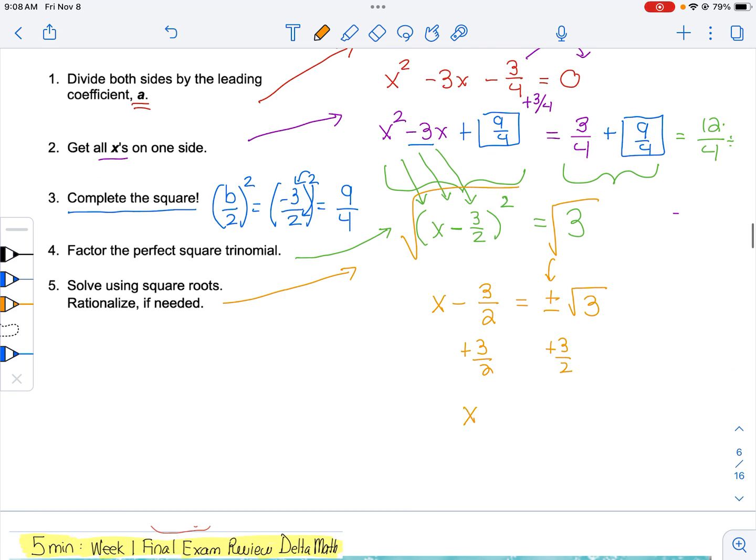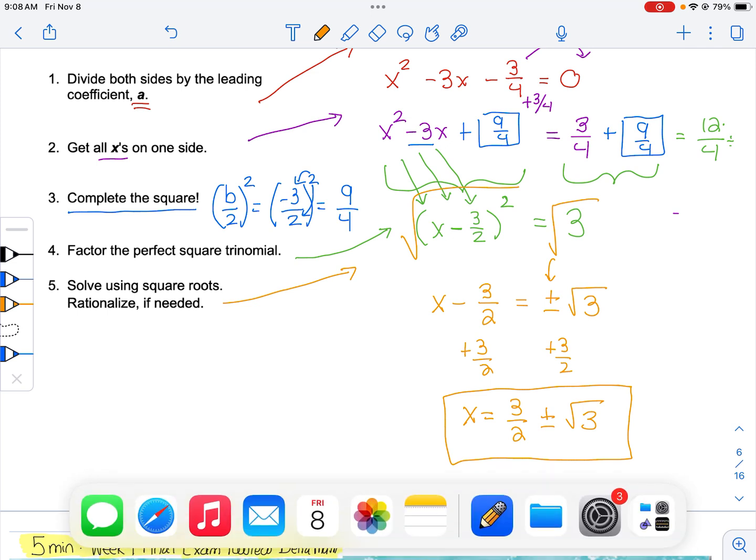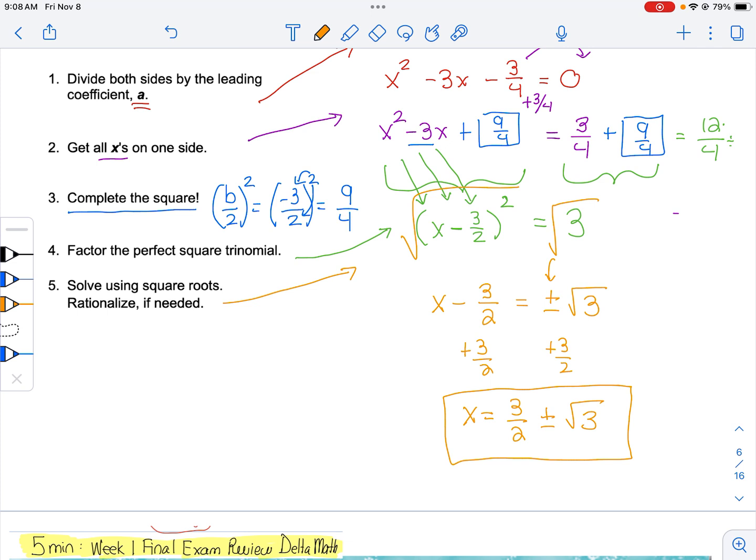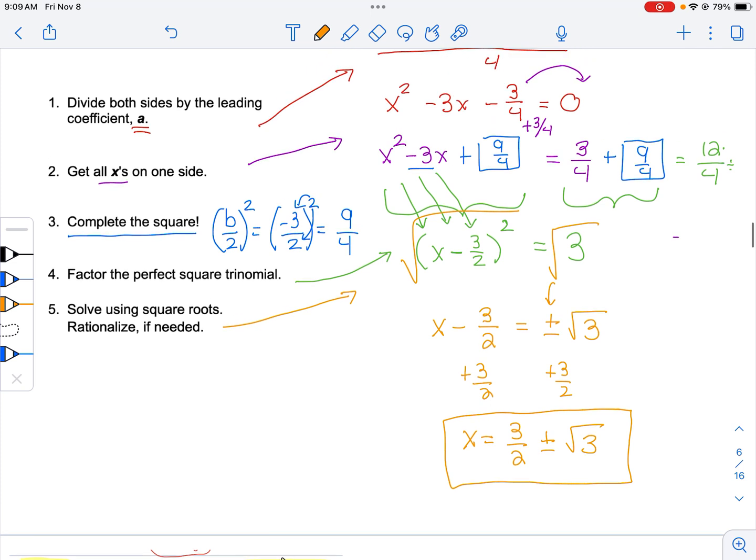And then once again, I always leave the rational part first. So 3 halves plus minus, and then my square root 3. So these would be my final answers. Now keep in mind these answers are in simplest radical form, so I am leaving them as radicals instead of converting them into decimals using the calculator, and I'll show you that in the next video.